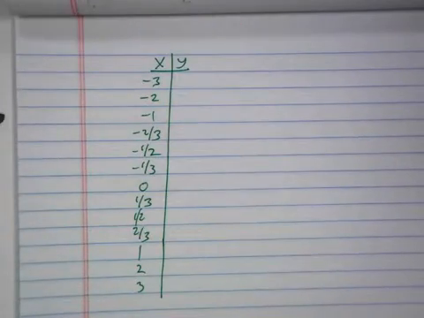Why do you think it's making us do a whole lot of points? Because there's a whole lot of curving. We need to do a lot of points to find out what it's going to look like. 2 or 3 points isn't going to be enough. Why not? 2 or 3 points might end up looking like a line, and we know for a fact that this is not a line.